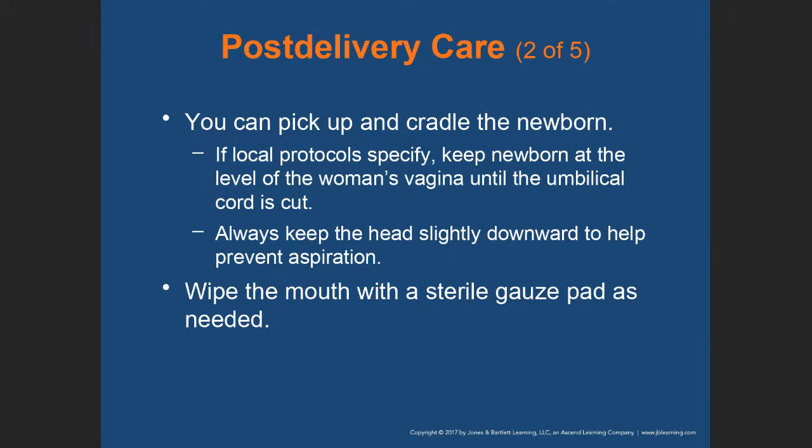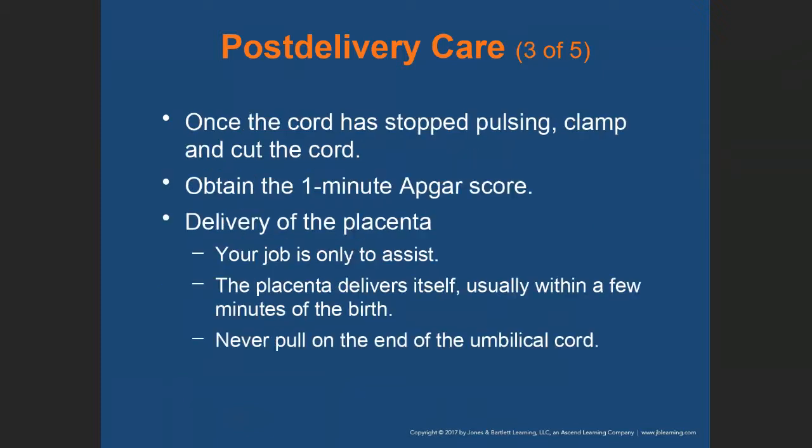Always keep the head slightly downward to help prevent aspiration. So keeping the head downward will allow any secretions or fluid to drain. Wipe them out with a sterile gauze pad as needed. Once the cord has stopped pulsating, clamp and cut the cord.